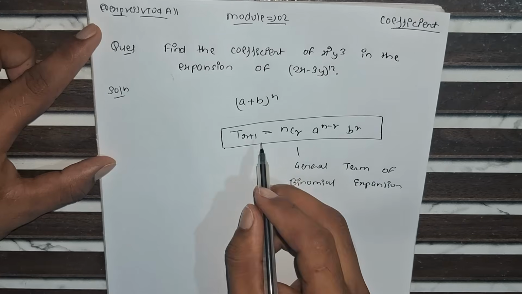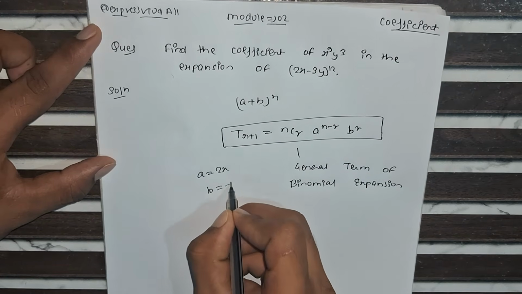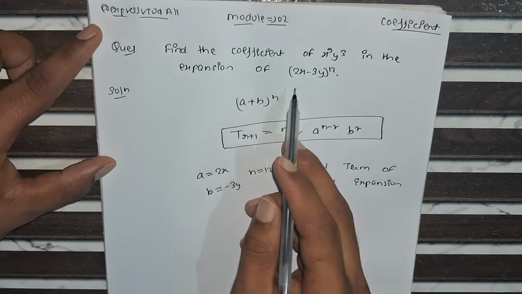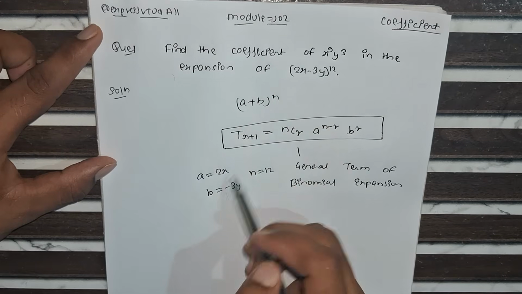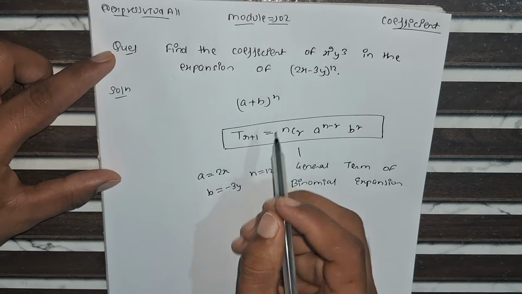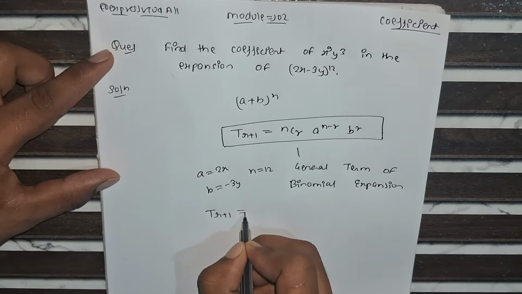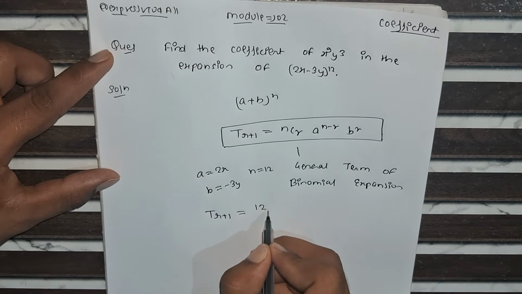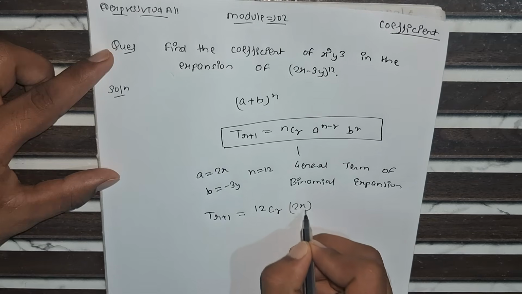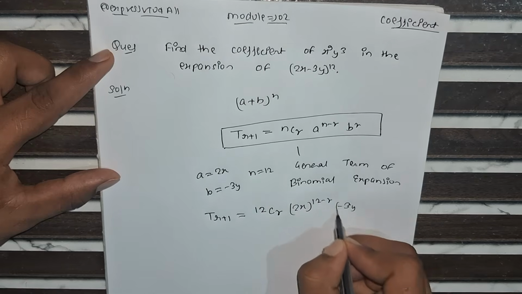So what is the value of a here? a equals 2x and b equals minus 3y, and n here is 12. So according to this expansion, a equals 2x, b equals minus 3y and n equals 12. So now again we write the term according to this expansion. It becomes t r plus 1 equals 12 c r, and a is (2x) to the power 12 minus r and b is (minus 3y) to the power r.